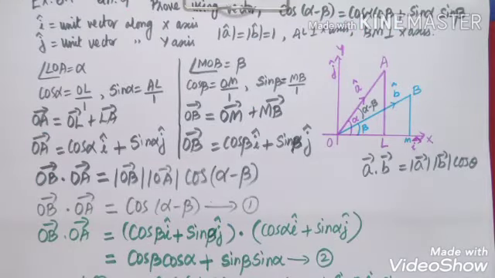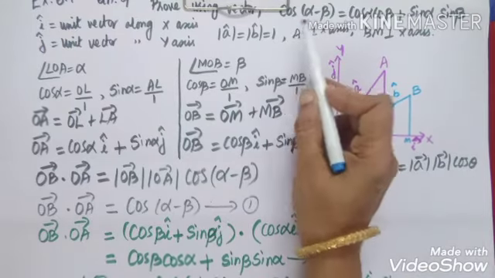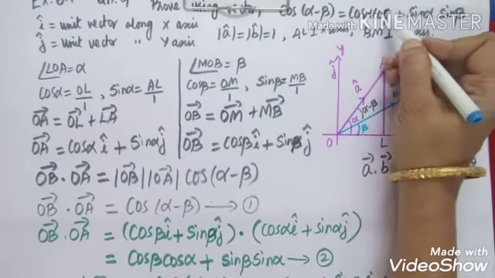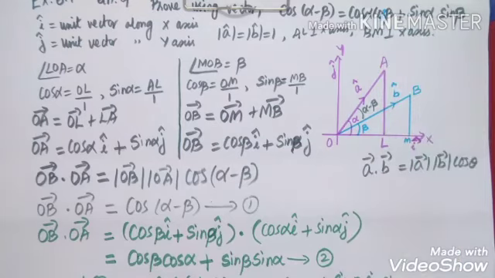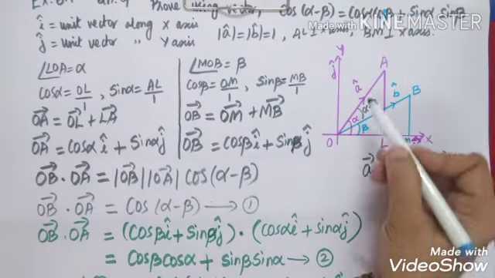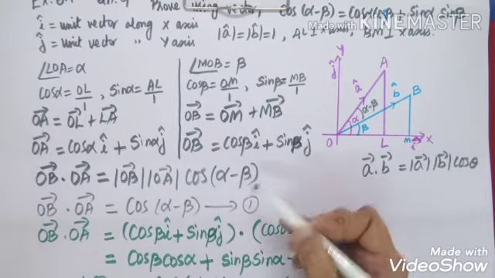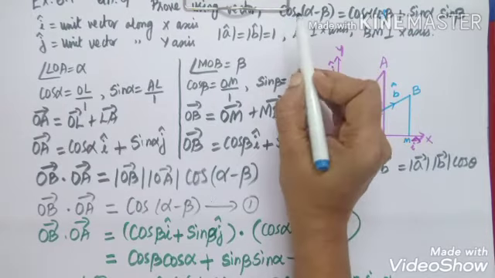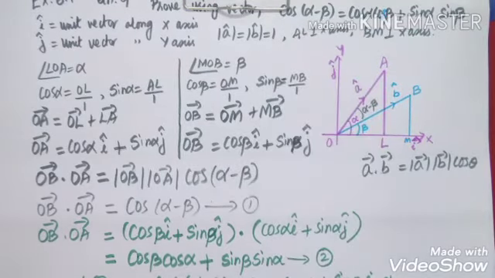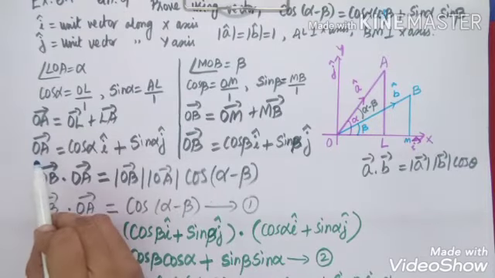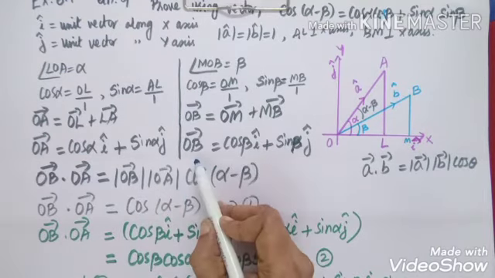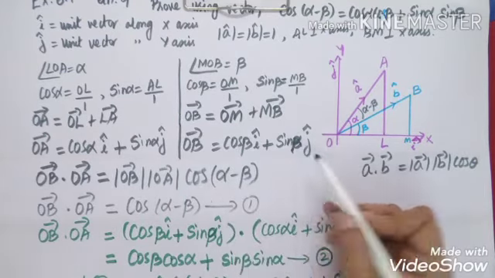Exercise 6.1, question number 9. Prove using vector method cos(alpha minus beta) equals cos alpha cos beta plus sin alpha sin beta. We have written the same diagram, the same calculation as in the example. Since the question is cos, we need to proceed with dot product. So we have taken OA as cos alpha i plus sin alpha j, OB as cos beta i plus sin beta j.